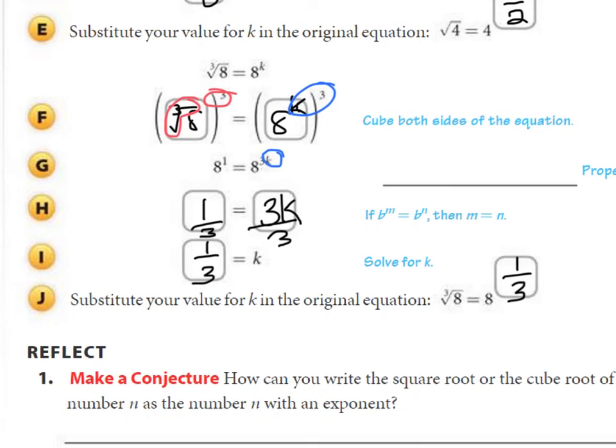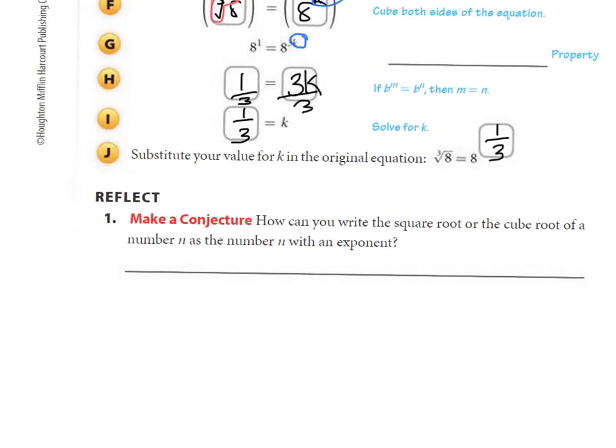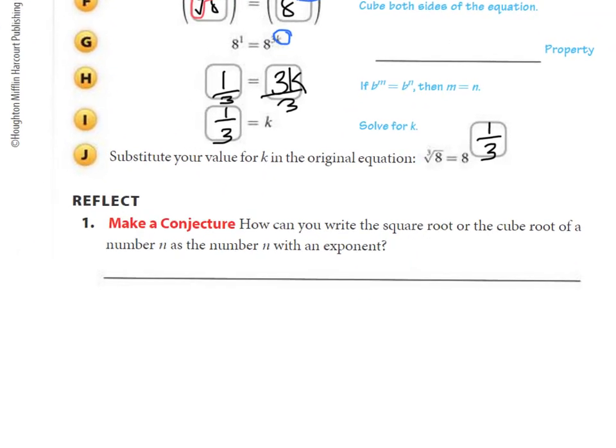So hopefully you noticed a pattern there. If not, we're going to answer that in a second. It says, how can you write the square root or the cube root of the number n as the number n with an exponent? If I have the square root of n or the cube root of n, and I didn't want the radical sign, I wanted to write it as an exponent, how would we do that? Well, the square root of n, we write as n to the 1/2, and the cube root of n as n to the 1/3.